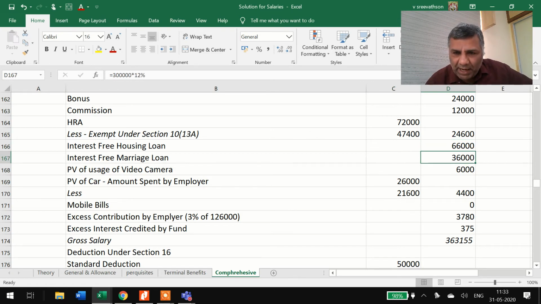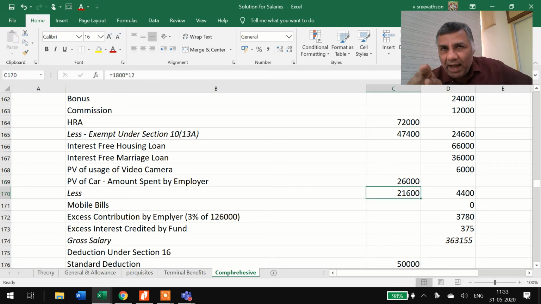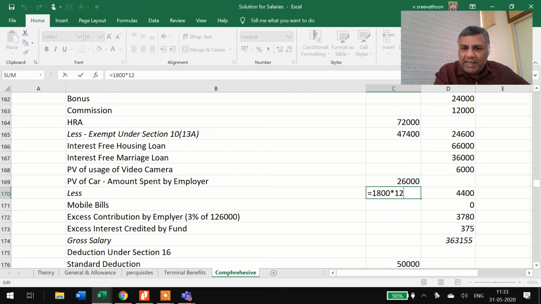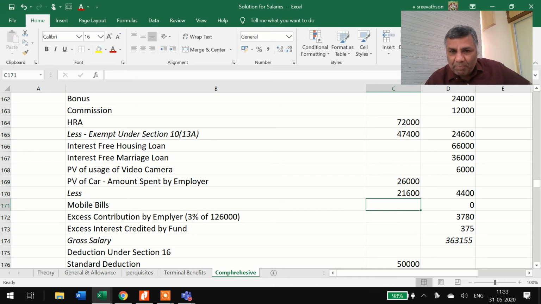Interest-free housing loan and marriage loan: in some notebooks I did not see both these things. It is interest-free housing loan and interest-free marriage loan, fully taxable. Usage of camera, okay, and perquisite value of car. Neela, I think for the PV of car you had taken the entire 26,000. No, employee-owned car, employer incurring expenditure, car partly official, partly personal. The working is actual expenses minus 1,800 or 2,400 times 12 as the case may be. Mobile bills are not a perquisite.